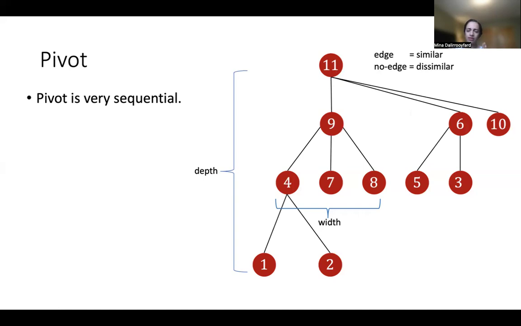This recursion tree has a depth and a width. For the width, you can think of it as basically how many neighbors each node has to look at. For example, here, the width is 3.